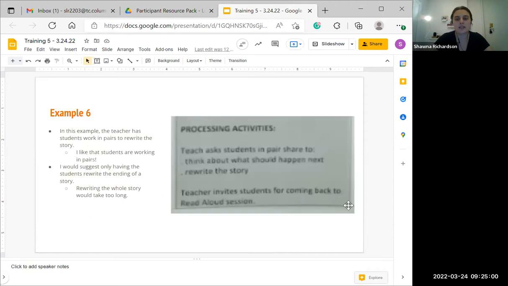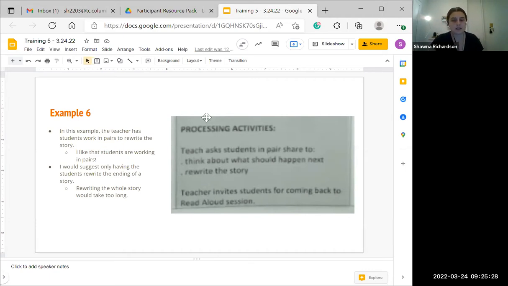So this was one example. I hope you're able to see it. This is one example we received where the teacher asked the students to do a pair share. So we love a good pair share where students can talk to each other and think about what should happen next and maybe rewrite the story. And then when they've all talked about it with their partner, they can come back and share with everyone.